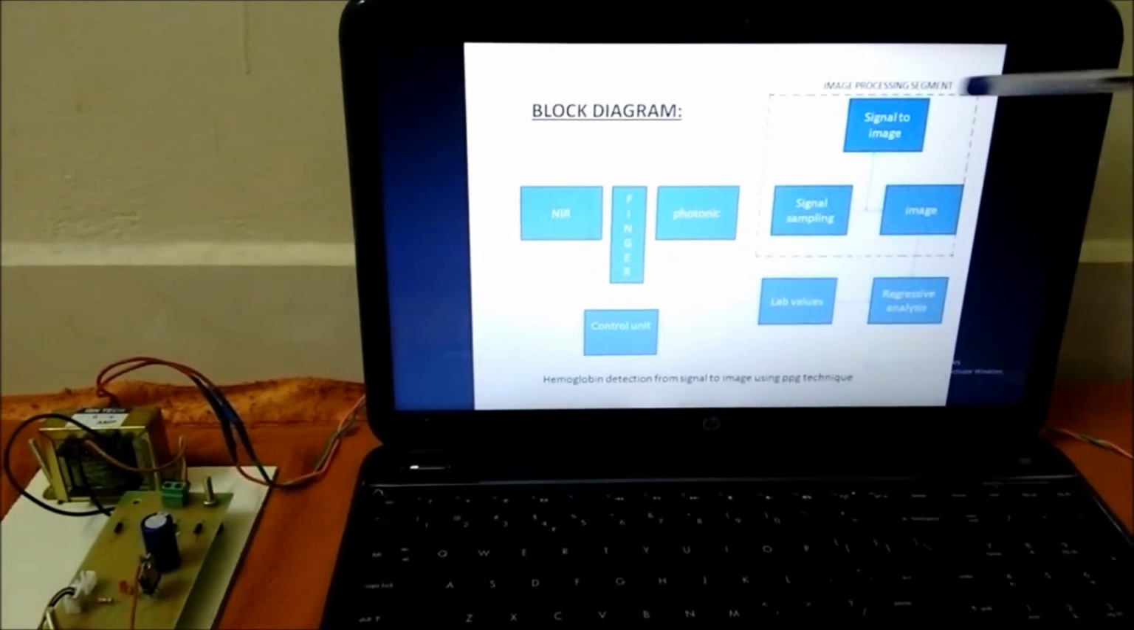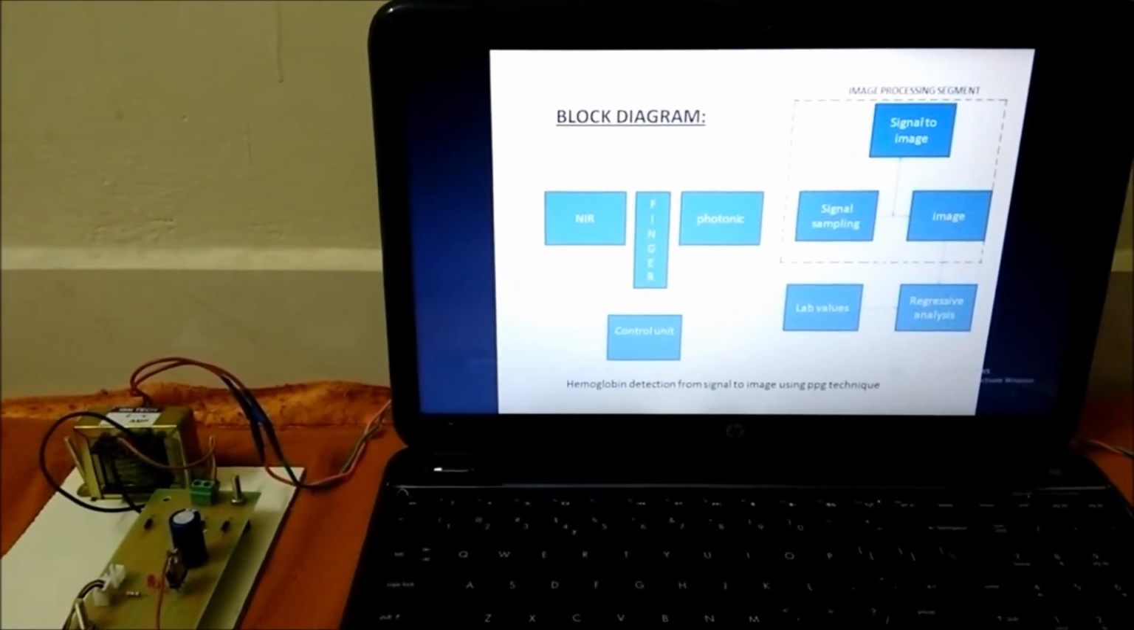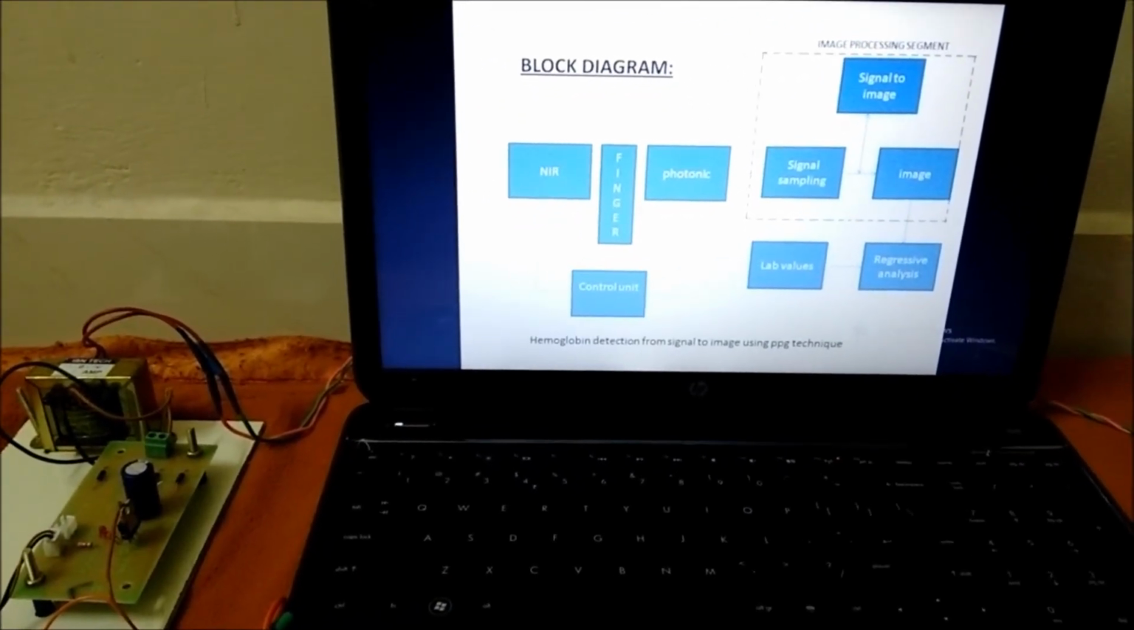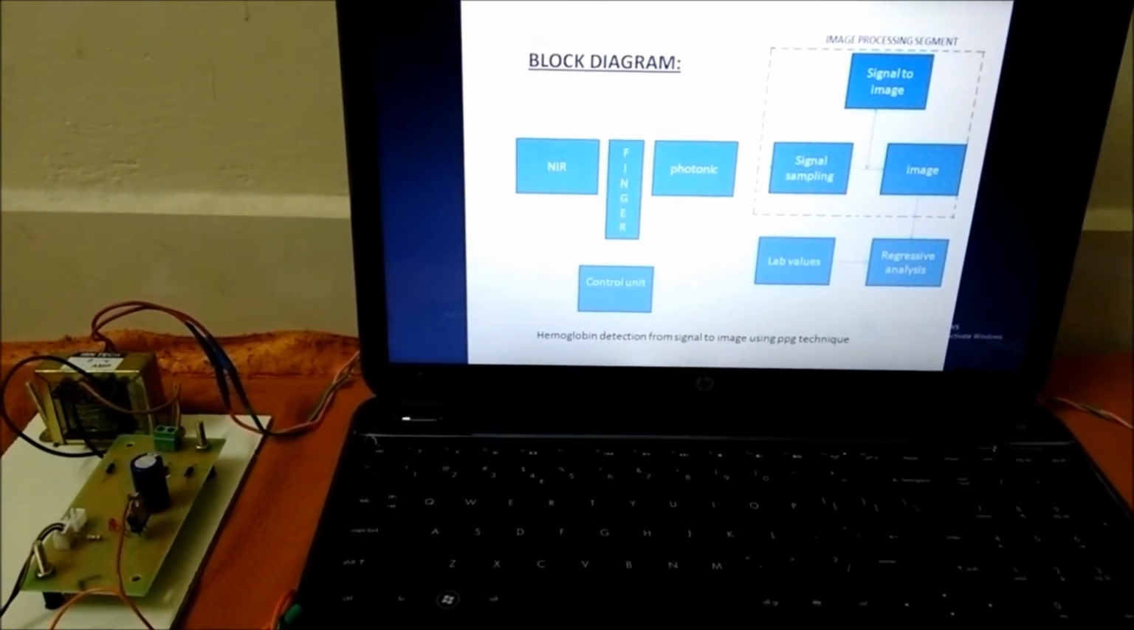The recorded signal will undergo the image processing segmentation section, where the input signal is converted into the form of an image and taken into the regressive analysis. The general lab values are taken and compared to the regressive analysis output.